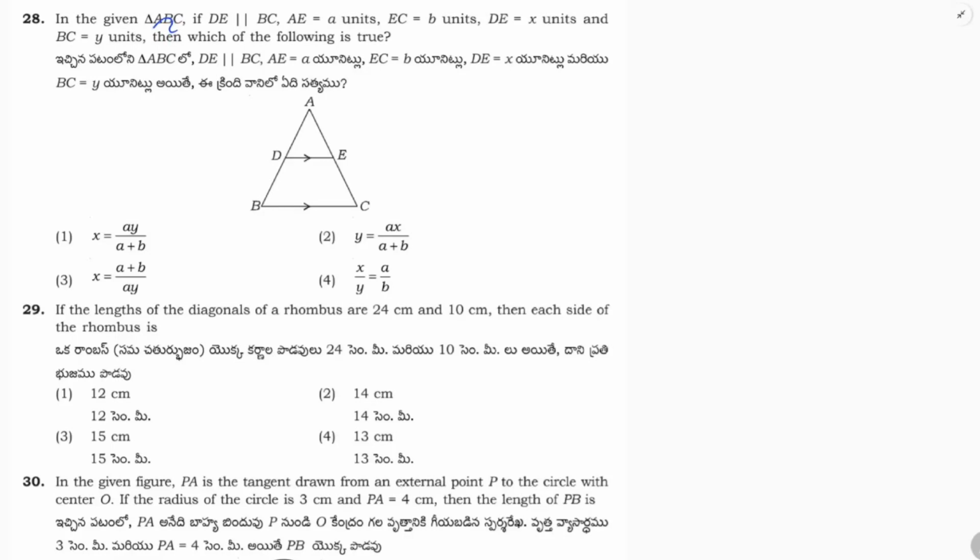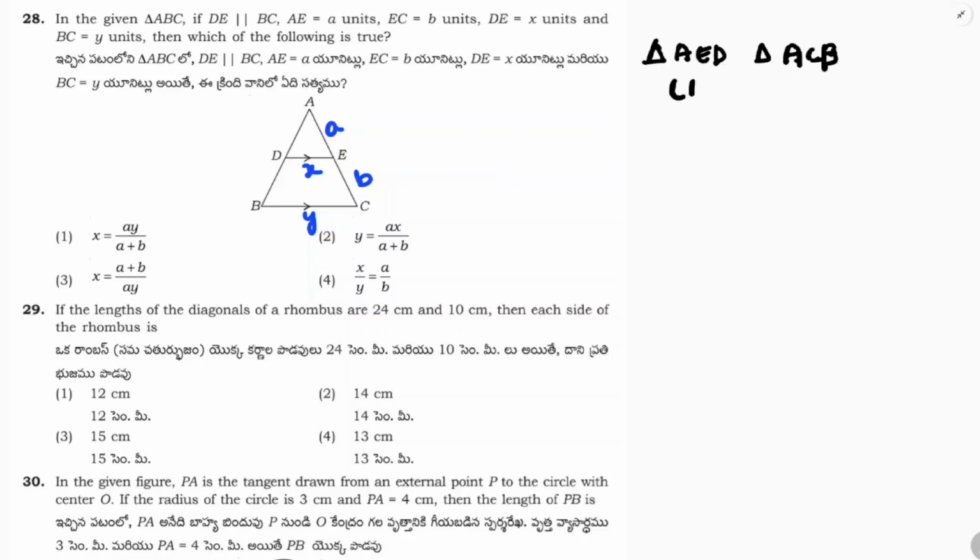In the given figure, triangle ABC, if DE is parallel to BC, AE is A units, EC is B units, DE is X units, BC is Y. So here see, whenever they ask about DE or BC, though the line is parallel, BPT will not work out. So the small triangle and the big triangle we need to prove similar. Triangle AED and triangle ACB, I'll prove similar.